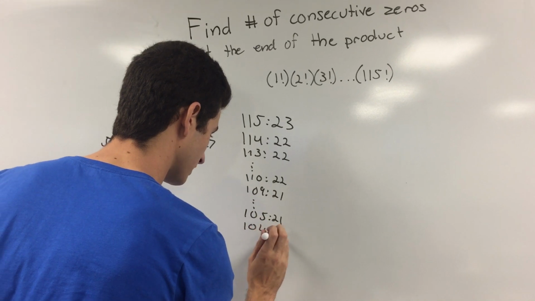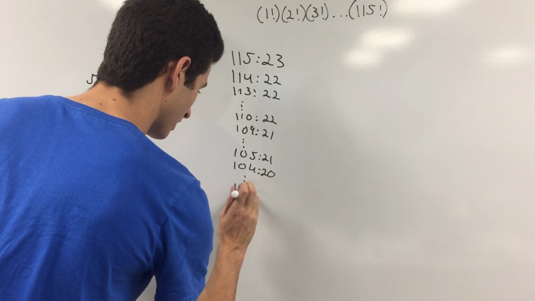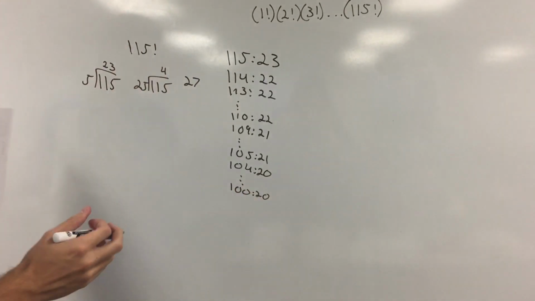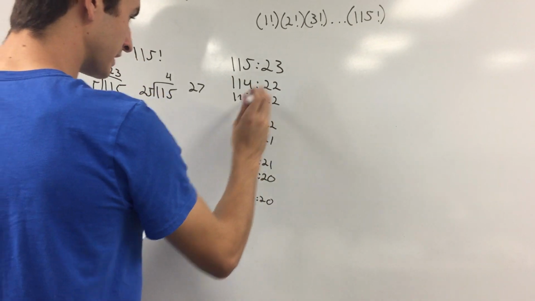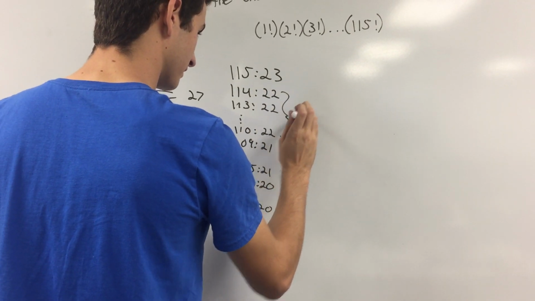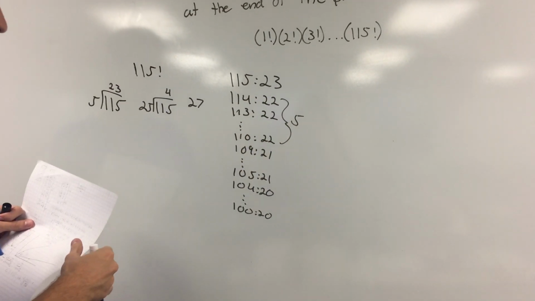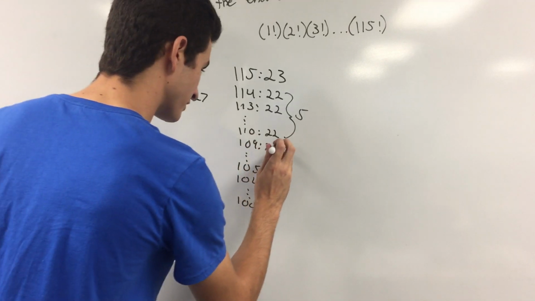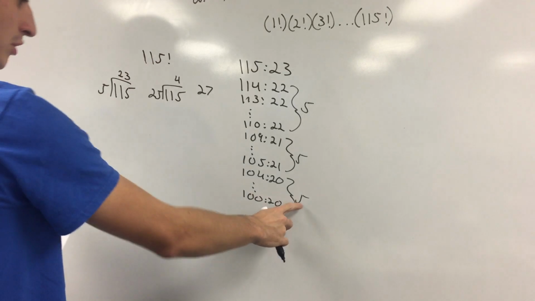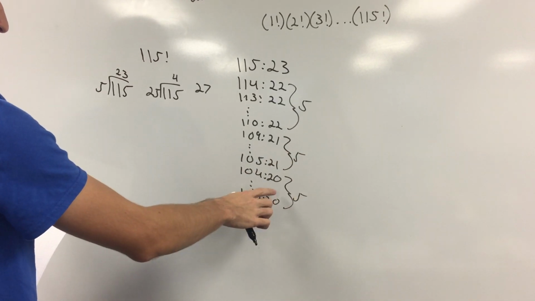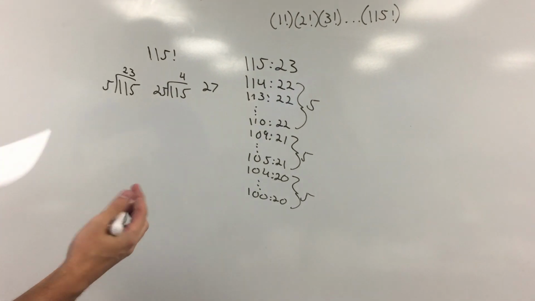And then 104 is 20 5's, all the way down to 100. So hopefully you can see the pattern here. Between 114 and 110, there's going to be 22 5's in the prime factorization. 109 to 105 is also 5. So you have groups of 5 that you're going to have to multiply by these numbers to get the number of zeros at the end.